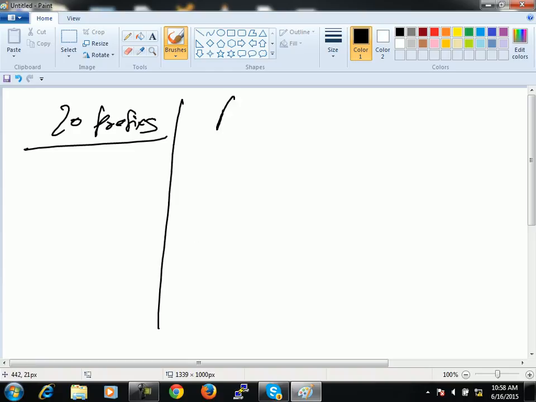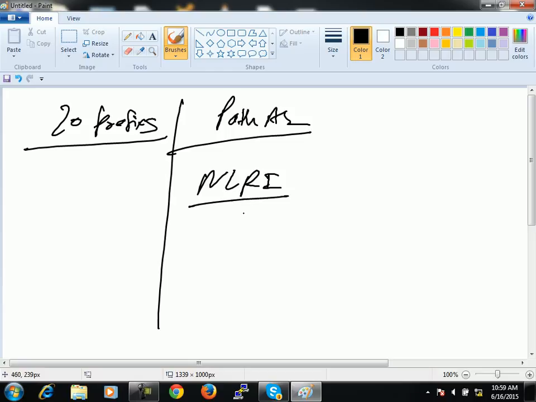It will create, first of all, path attributes in which it will specify all those attributes which were for all these 20 prefixes. And then it will create an NLRI, network layer reachability information. Under NLRI, it will specify those 20 prefixes without attributes. So there will be a common field for path attributes for all those prefixes which have the same attributes.